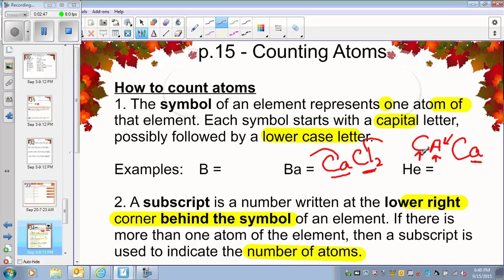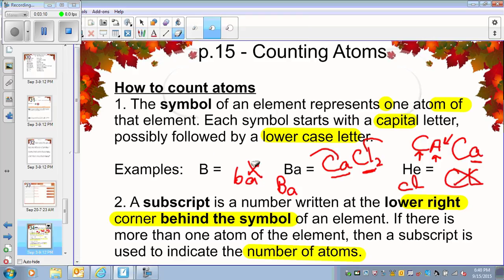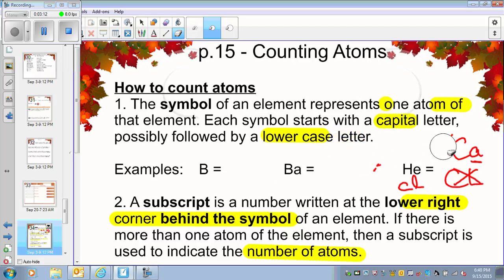This is how I see it on the paper. If I see C and then L instead of Cl, it will be considered wrong. So make sure when you write the symbols, you are careful with capital and small letters. Same thing if I see B and A, it is not the symbol of any element. It has to be capital B and then small a. So keep that in mind when you're writing chemical symbols of the elements.